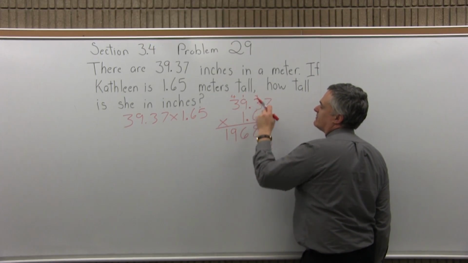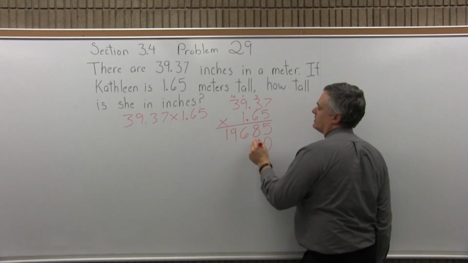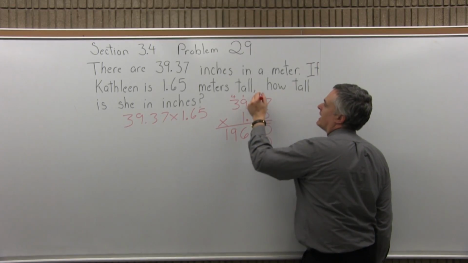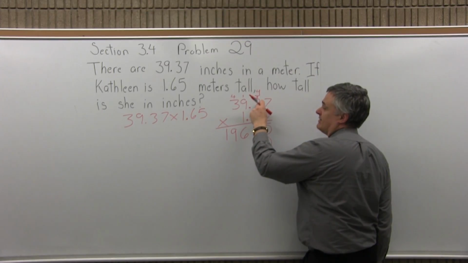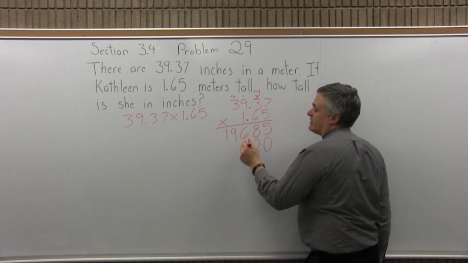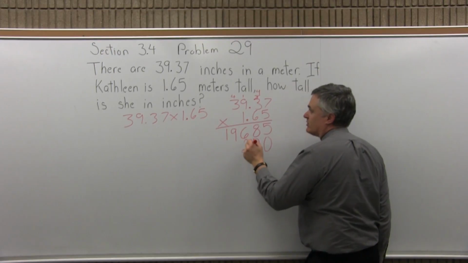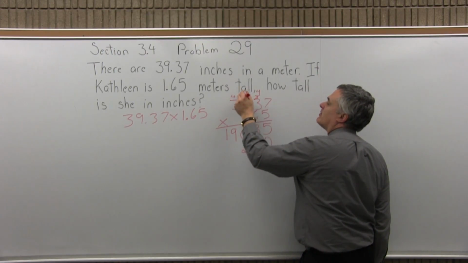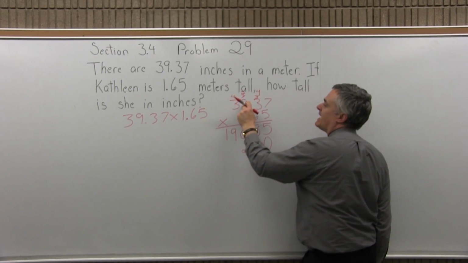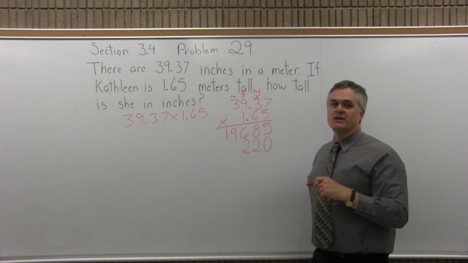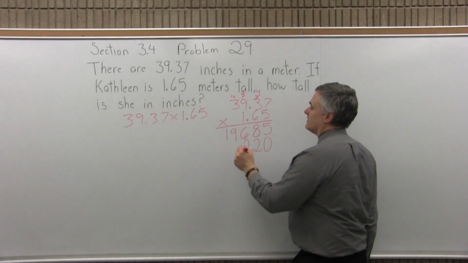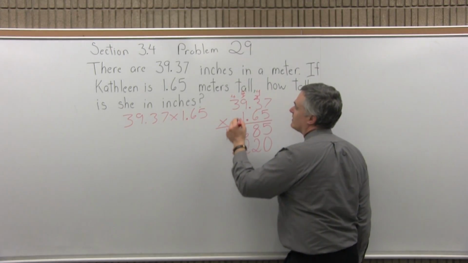So 6 times 7 is 42. So for 42, write the 2, carry the 4. Now, 6 times 3 is 18. 18 plus the 4 that we carried is 22. For 22, write the 2, carry the other 2 to the top of the next column. 6 times 9 is 54. 54 plus the 2 that we carried is 56. For 56, write the 6, carry the 5.